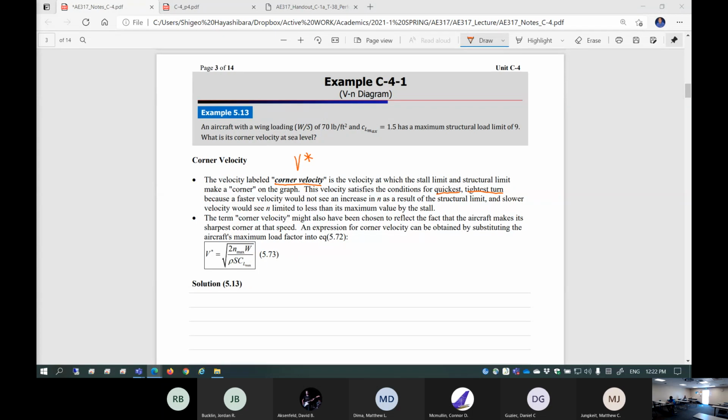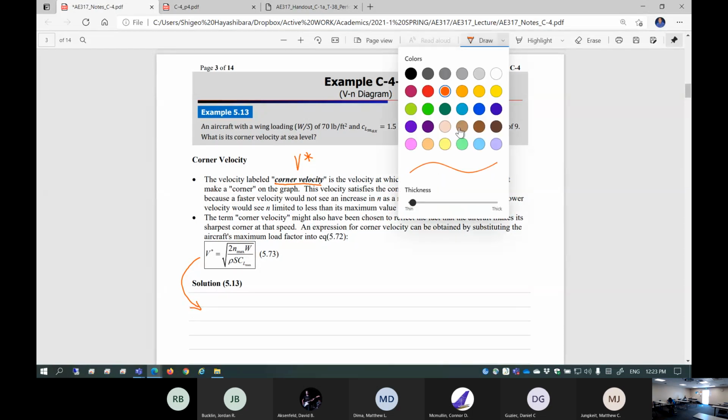So, an aircraft with a wing loading of 70 pounds per square foot, and CL max is 1.5, has a maximum structural load limit of 9. Whoa, 9 is pretty high, but anyways, what is the corner velocity at sea level? We are going to just plug into this equation. Okay, it's a very simple exercise.